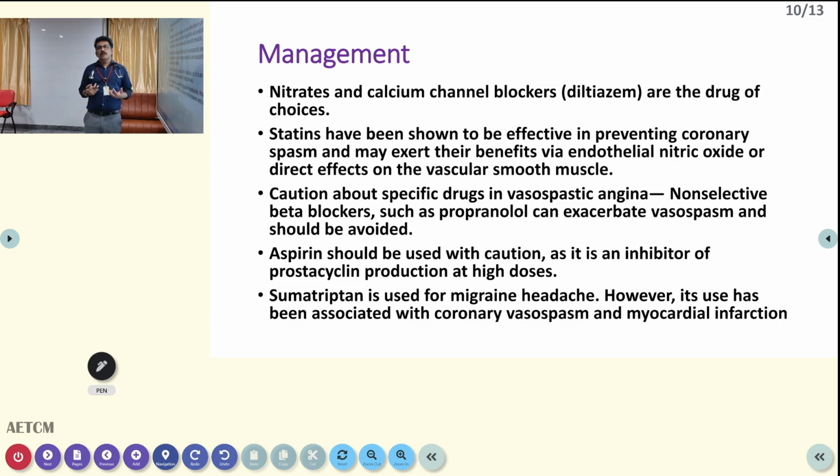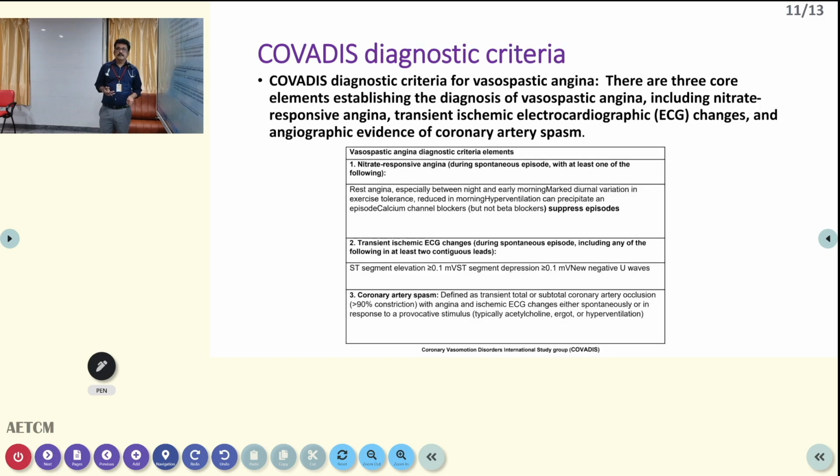And the important drugs used in vasospastic angina are nitrates, calcium channel blockers, and statins. So in any angina, you can use nitrates, calcium channel blockers, and statins. But in most of the other types of angina, like myocardial infarction or unstable angina, beta blockers are safe. But here it is not that safe. We should try to avoid them.